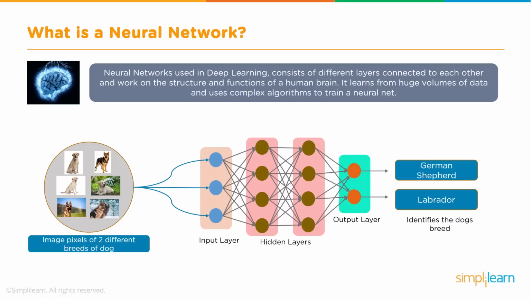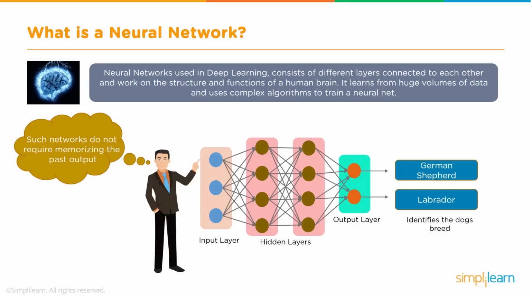With an RNN, there's some changes in there which we're going to get into. So it's not just a straightforward propagation of data like we've covered in many other tutorials. And finally you have an output layer, and the output layer has 2 outputs. It has one that lights up if it's a German shepherd and another that lights up if it's a Labrador. So it identifies the dog's breed. Such networks do not require memorizing the past output. So our forward propagation is just that. It goes forward and it doesn't have to rememorize stuff.